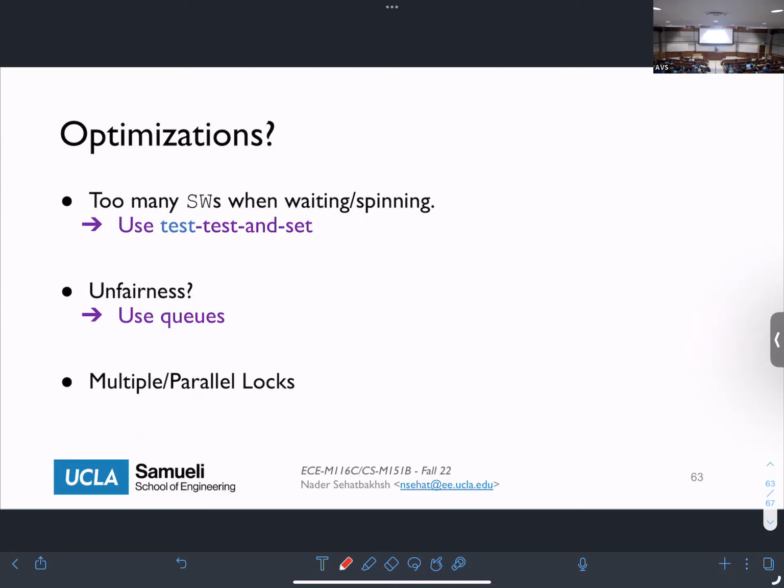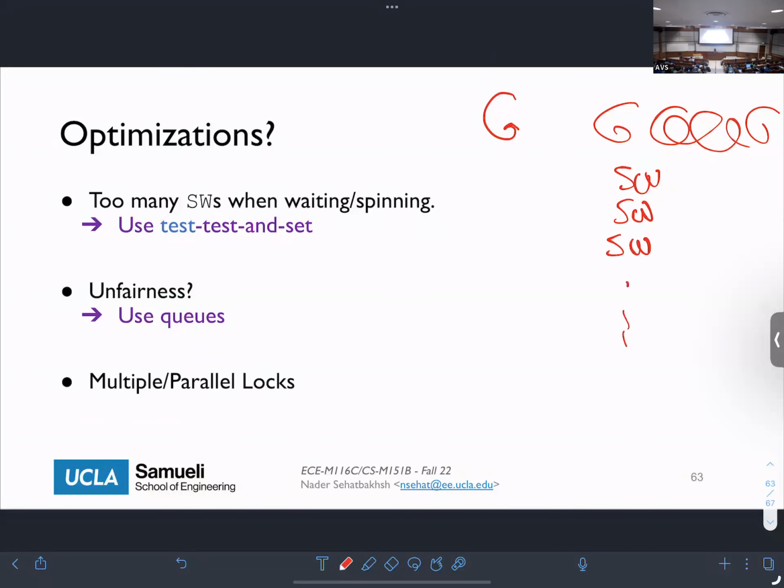Because in the normal case, there will be only one core that has the log, and everybody else is busy waiting. So there will be lots and lots of unnecessary stores happening here, because remember, we are doing swap 1 and x, right? And if x is already 1, you are basically swapping 1 and 1. Completely unnecessary thing to do.